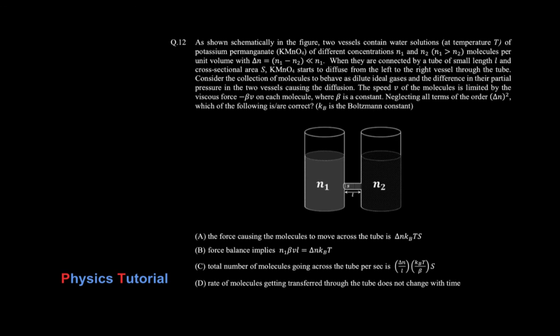What we have to do here is first of all find the force. Force is equal to change in pressure, and pressure is force per unit area. So force can be written as delta P into A, that is delta P into S. And for this we apply P1 minus P2 into S. N1 and N2 are given, N1 minus N2, that is del N.